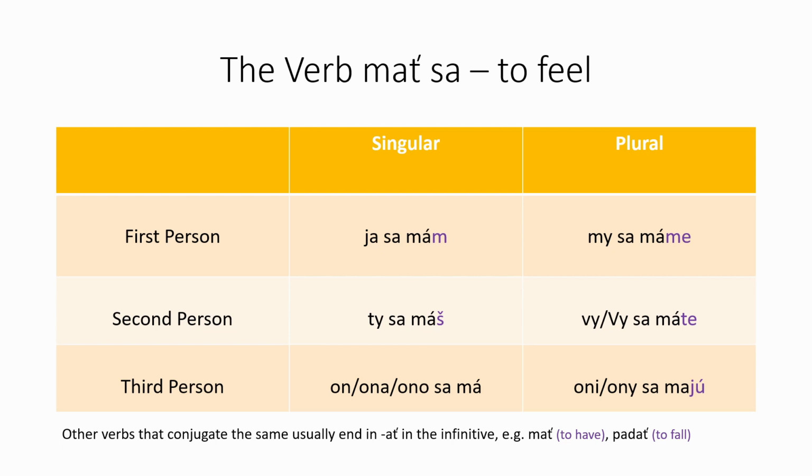You'll notice the sa part has moved, and similarly, if you were attentive, you will have noticed that in the infinitive, the sa is at the end, behind the verb. However, when we conjugate it like this, it's in front. Now, why is that?